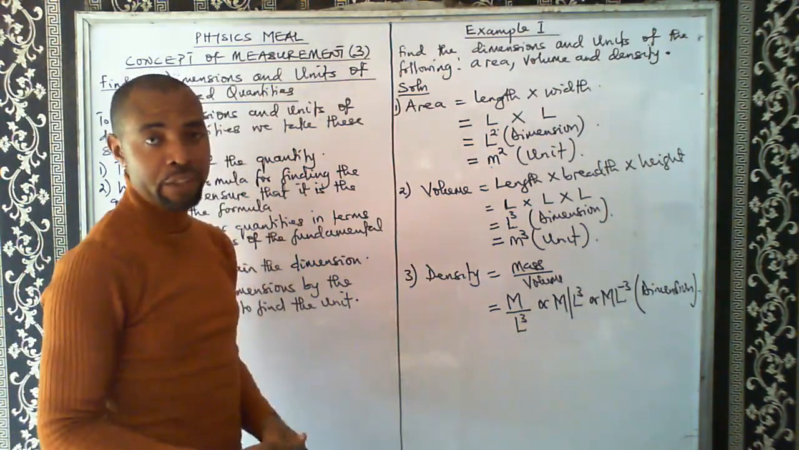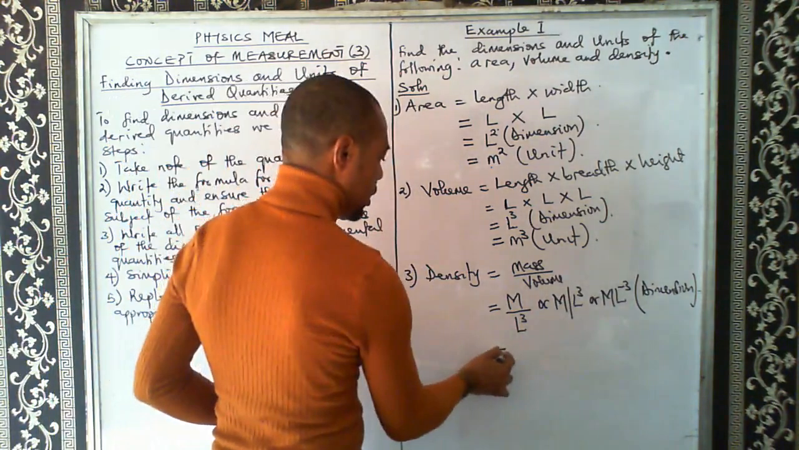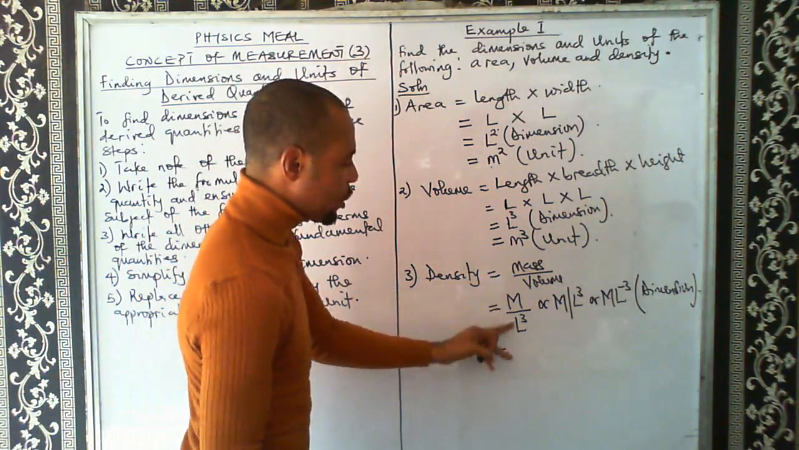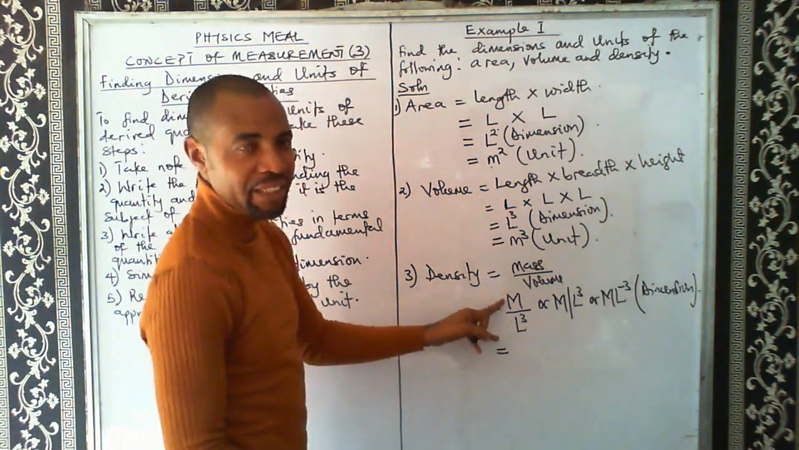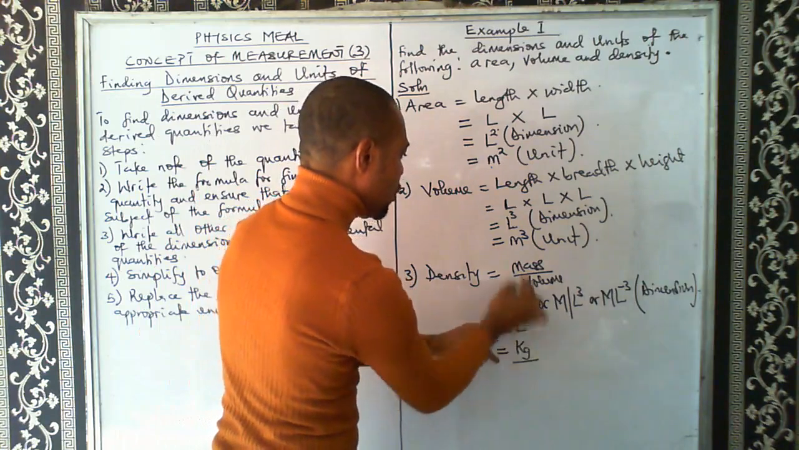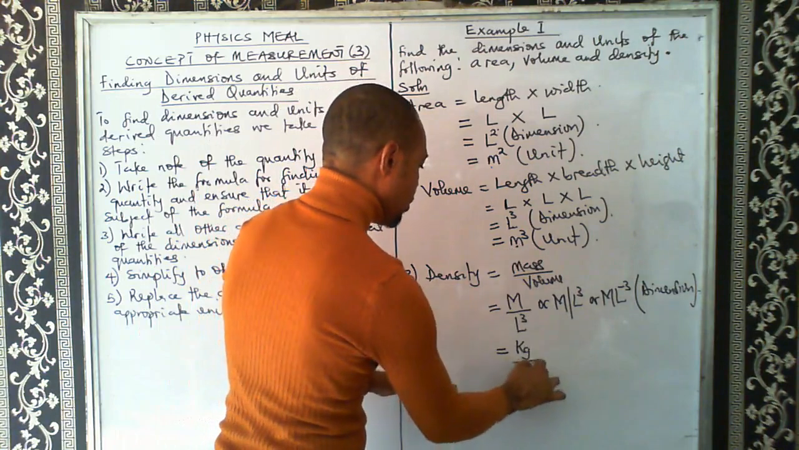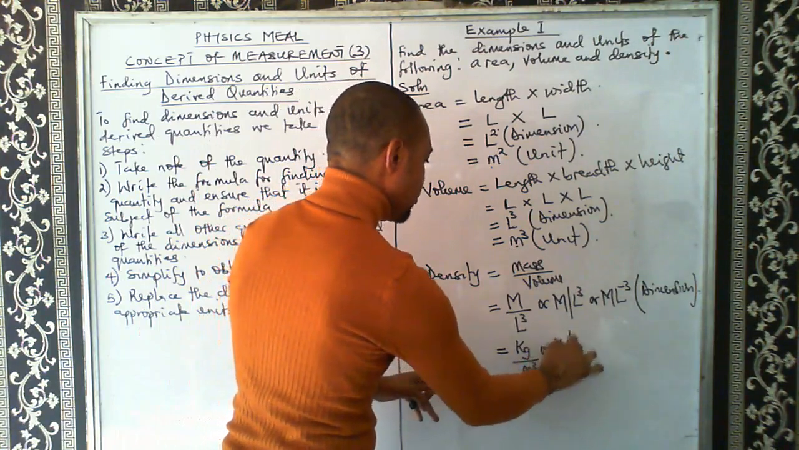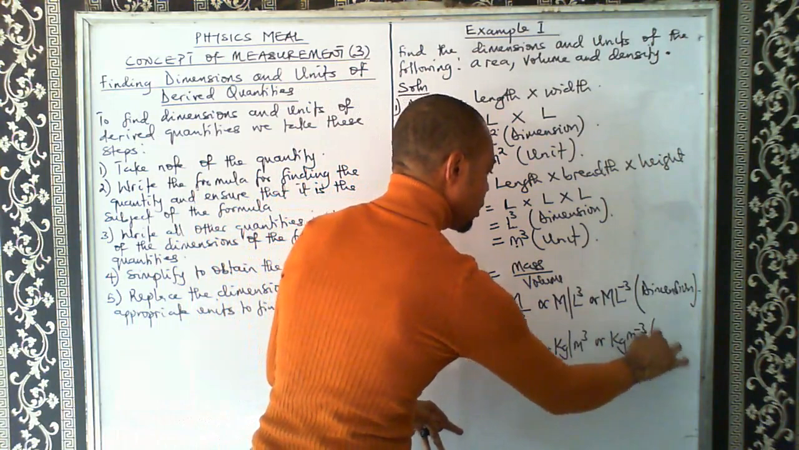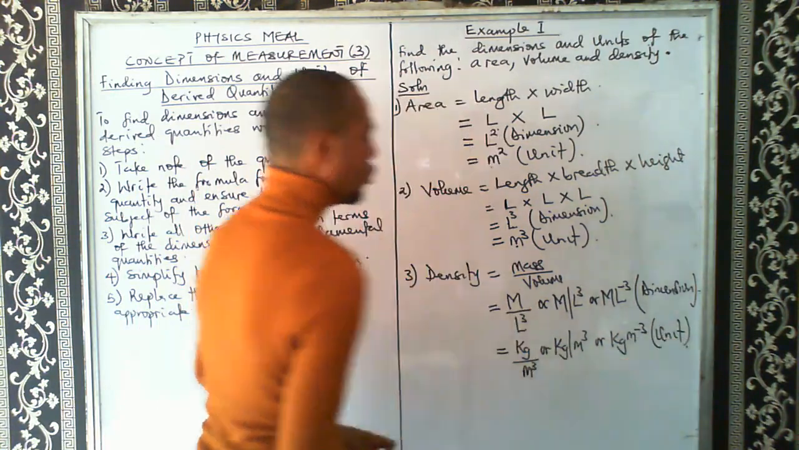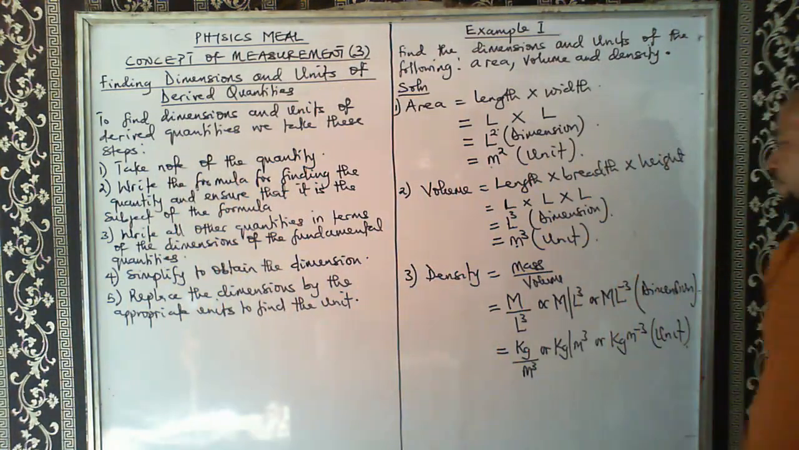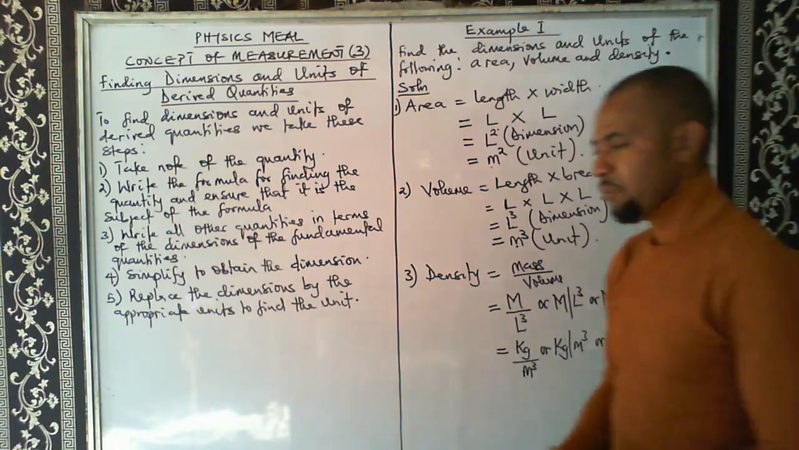So the last now is the unit. What is the unit of density? Now we replace the dimensions by the appropriate unit. What is the unit of mass? It is kilogram. The unit of length cube is the volume, meter cube. So I can write it as kilogram per meter cube. That's our unit. So the unit of density is kilogram per meter cube. Wow. You see, this is very simple.